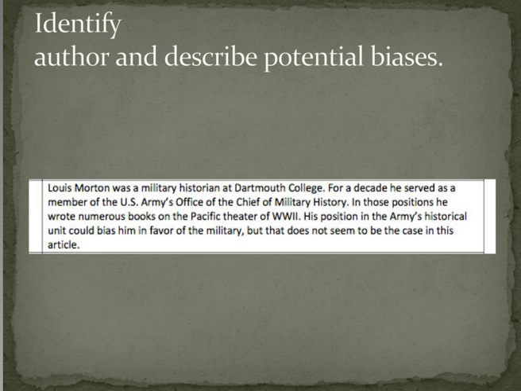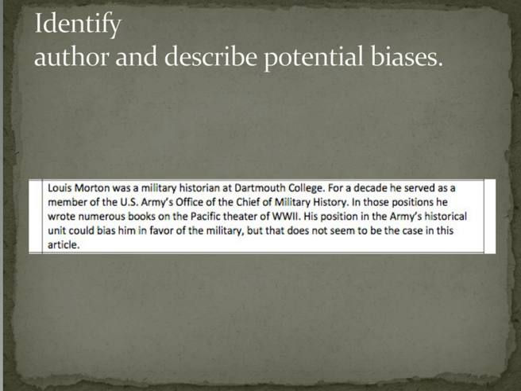Next, you're going to identify the author and describe their potential biases. So for this, yes, you may Google the author's name. You want to learn if they are a history professor. Do they work for the government? Are they a scientist? Are they a doctor? Where are they writing? What is their point of view?